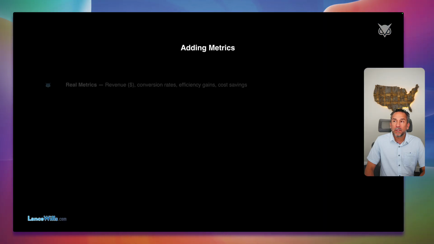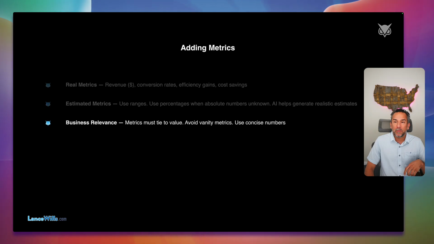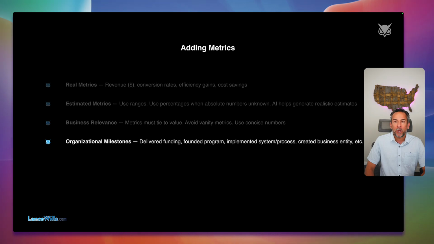And let's talk about adding metrics. Again, real metrics, most importantly: revenue, conversion rates, efficiency gains, time savings, cost savings. Estimated metrics: you can use ranges or percentages when absolute numbers are unknown, and AI can help you generate realistic estimates for your space or vertical. So again, you can use AI here as well. Business relevance: metrics must tie to value. Avoid vanity metrics, use concise numbers. So in my space, people will use time on site, so how long someone spent on a web page or a website. Those are what I'd consider vanity metrics. Very little value and basically shows a sort of immaturity in your marketing program. So you want to avoid those to make sure they're helping you and not hurting you.